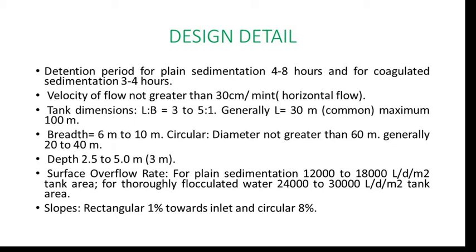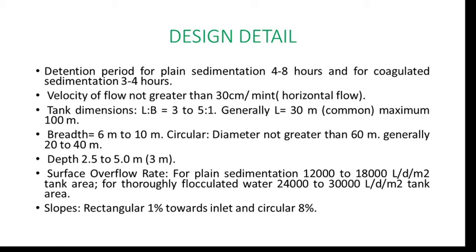So according to Stokes law, the settling velocity you can calculate by g divided by 18 in bracket S minus 1 and d square divided by v. So the velocity of flow you can calculate by the formula of settling velocity Vs, and this velocity of flow should not be more than 0.3 meter per minute.